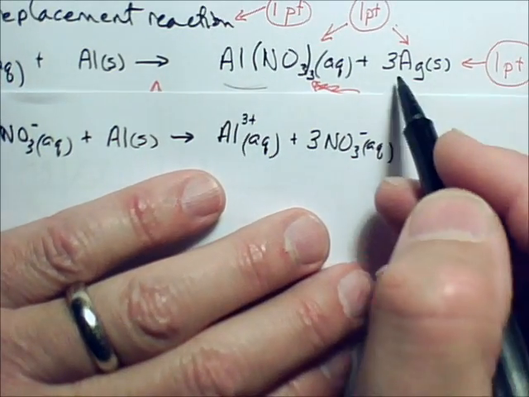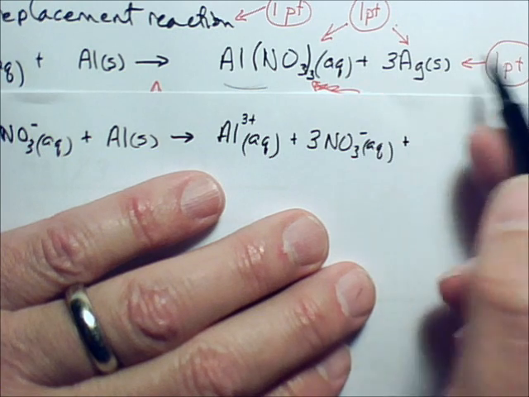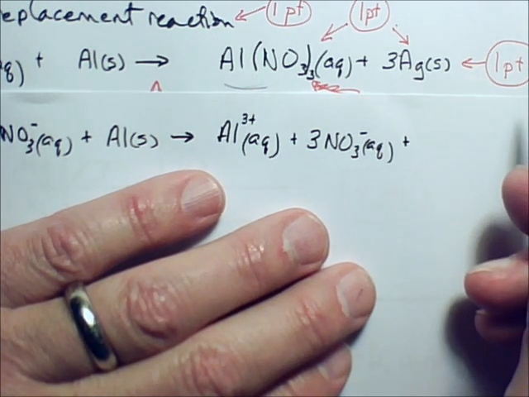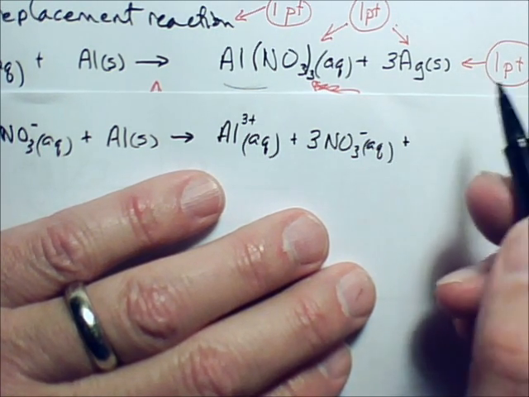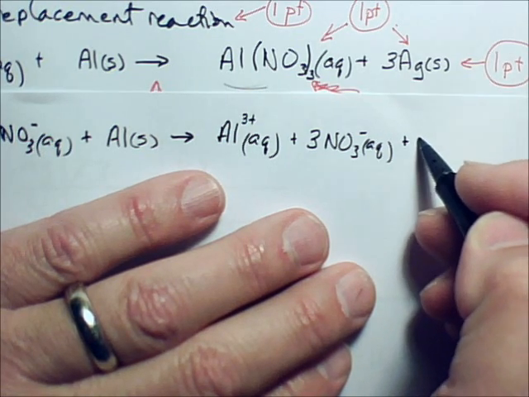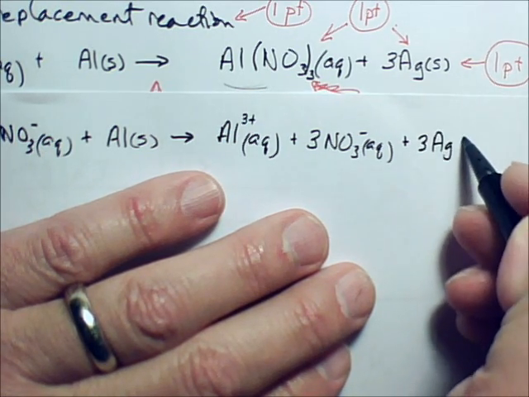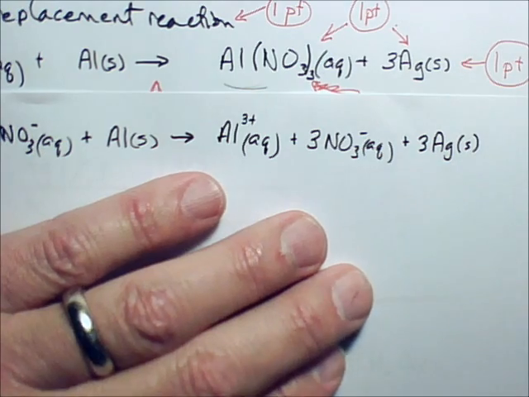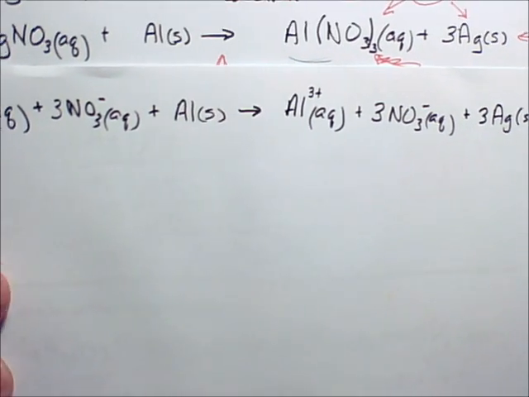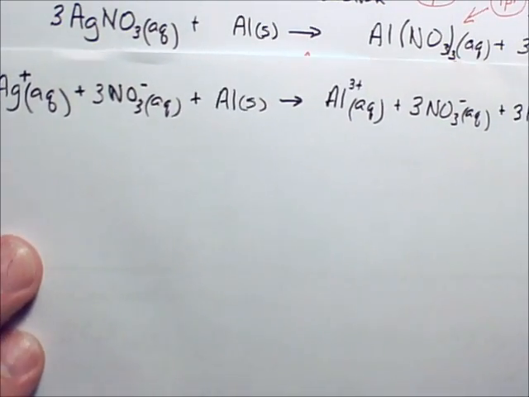Okay? And then we'll have this silver doesn't break up. It's not ionic. It's not acidic. It's certainly not aqueous. So we'll have 3 silver metals. Okay? And that's a complete ionic equation.